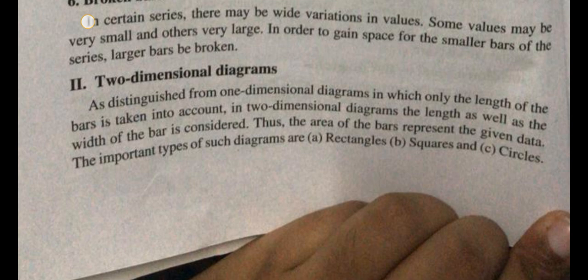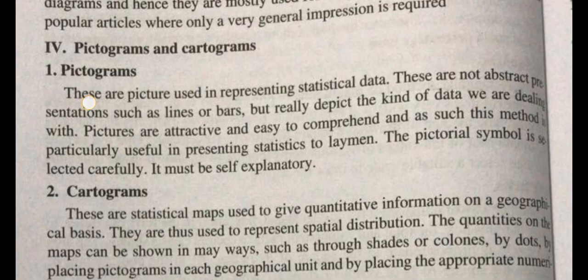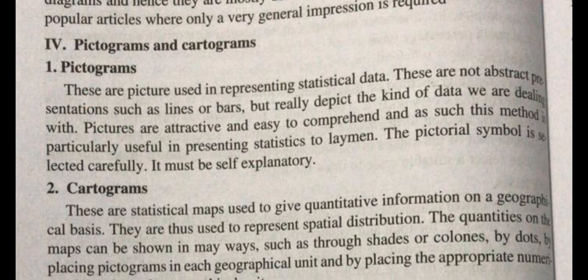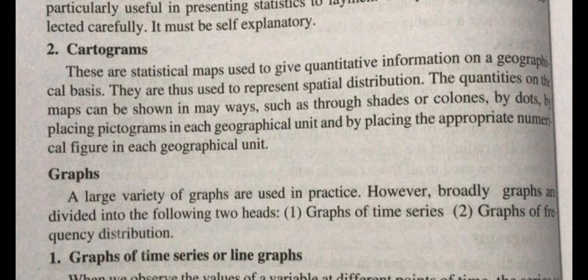For example, the entire circle of a pie may represent a budget of a family for a month, and the sections may represent portions of the budget allotted to different types of expenses. Then pictograms. These are pictures used in representing statistical data. These are not abstract representations like lines or bars, but relate to pictures of the data they are dealing with. Pictures are attractive and easy to comprehend, and as such this method is particularly useful in presenting statistics to laymen. The pictorial symbol must be chosen very carefully; it must be self-explanatory.